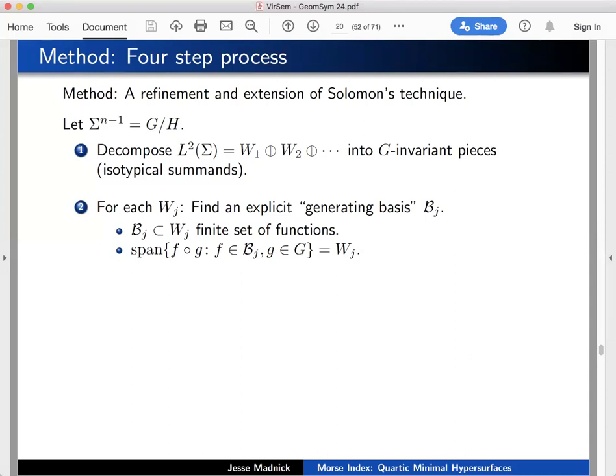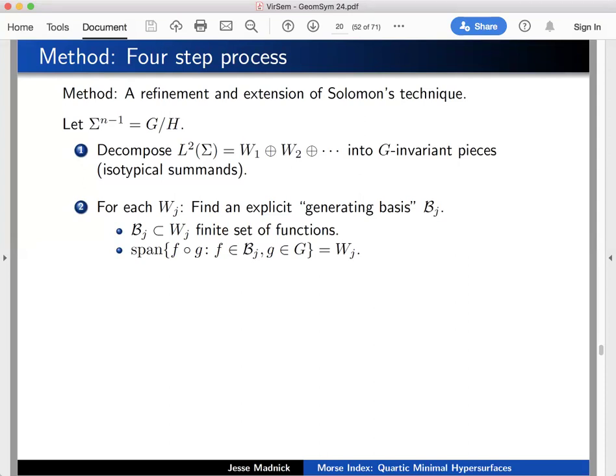The first step is to decompose the space of L2 functions into G-invariant pieces. These are the isotypical summands. You do this using a result called Frobenius reciprocity, which tells you what these isotypical summands are and what the multiplicities are, but computing the multiplicities can be quite hard. That's the non-trivial part. It's not so much Frobenius reciprocity itself, it's more computing the multiplicities of these W1, W2s, and so on. I'll say what I mean by that in a minute.